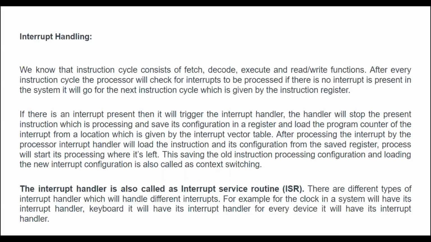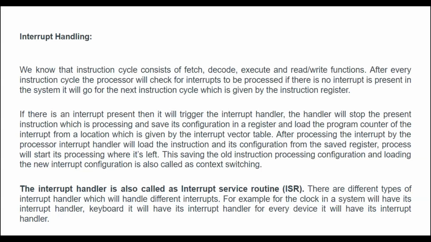And then we also have interrupt handling. We know that an instruction cycle consists of fetch, decode, execute, and read-write functions. After every instruction cycle, the processor will check for interrupts to be processed. If no interrupt is present in the system, it will go for the next instruction cycle, which is given by the instruction register. If there is an interrupt present, then it will trigger the interrupt handler.